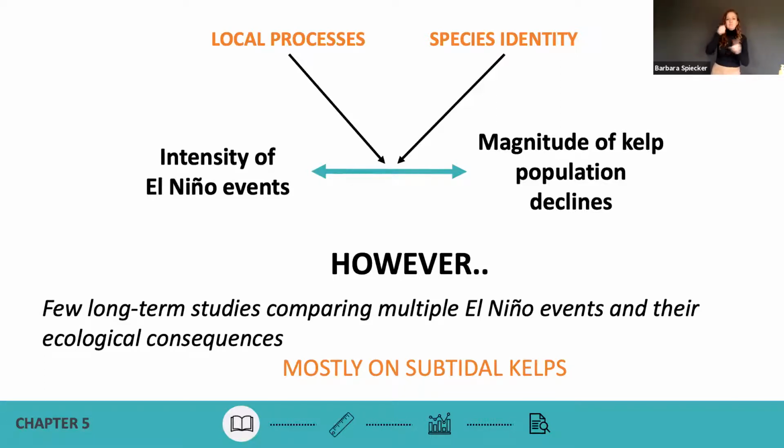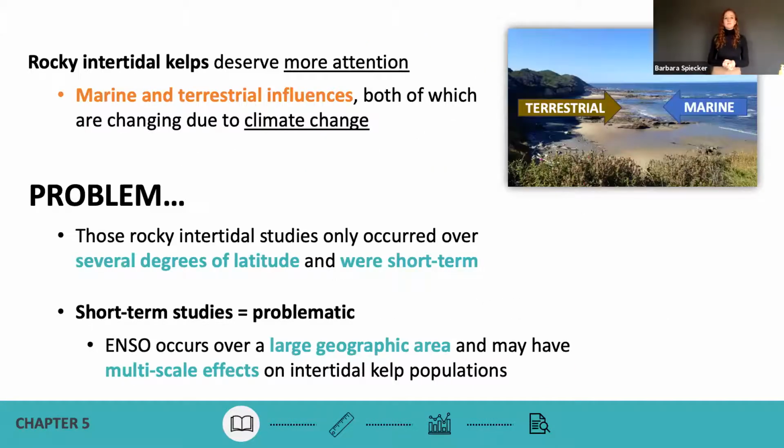However, there have been few long-term studies comparing multiple El Nino events and their ecological consequences on coastal macroalgal communities. And the studies that are out there focus mostly on subtidal kelps. And as I said before in my introduction, kelps residing in the rocky intertidal are deserving of more attention, considering that rocky intertidal habitats do have both marine influences as well as terrestrial influences.